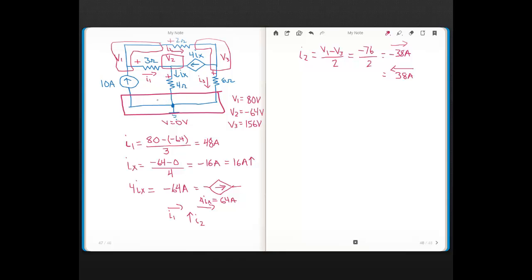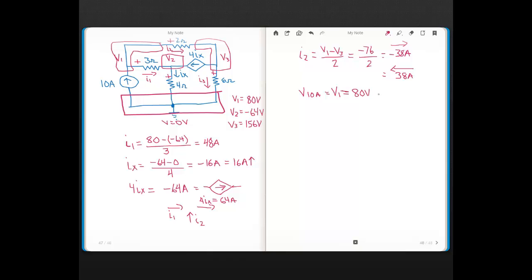Let's look at a loop here and see that KVL is satisfied. Here at the 10 amp source, the voltage across the 10 amp source, that's just going to equal V1, right? Because one end of the 10 amp source is connected to V1, the other's to ground, and voltage at a node is with respect to ground. So that 80 volts, that's the voltage across these two nodes that the 10 amp current source is connected to. So the voltage across the 10 amp current source would just be 80 volts.